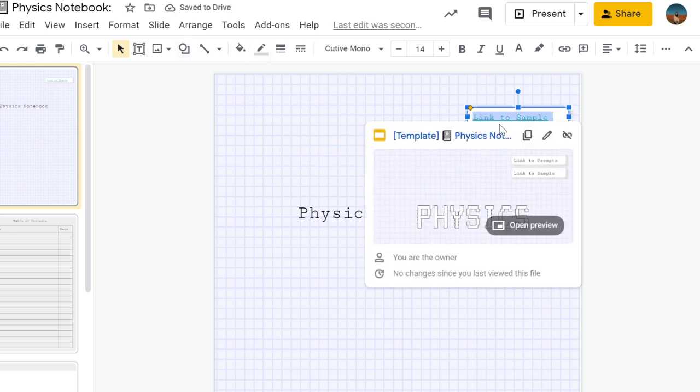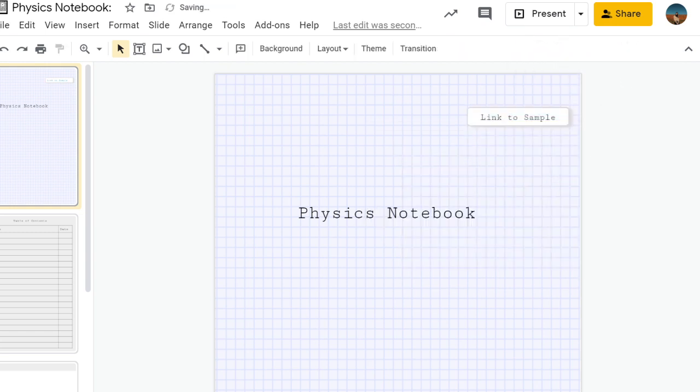And since I'm picky, I'm also going to remove the underline there and then change this back to black. And there we go. Okay, that's it for the notebook.